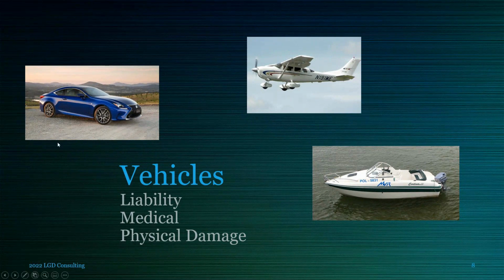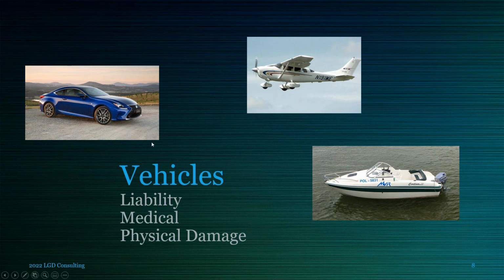How about if you had a boat? Well, a boat's a vehicle too, right? So if you have a boat, you need liability in case you hit something, medical for you and your passengers on your boat, and you want physical damage coverage for your boat in case something happens. Okay. If you have an airplane, a small aircraft, and you get aircraft coverage, the coverages would be liability in case you hit something with your plane, medical for you and your passengers on your plane, and you also want physical damage for your plane in case something happens.